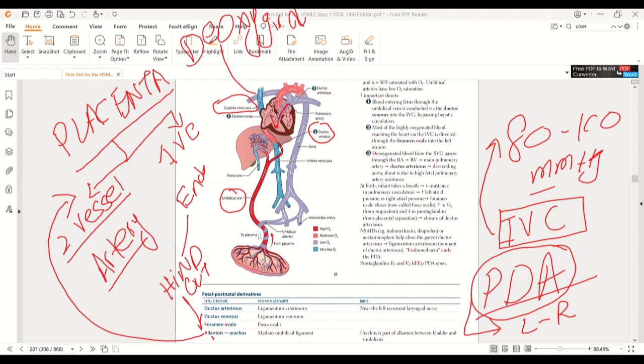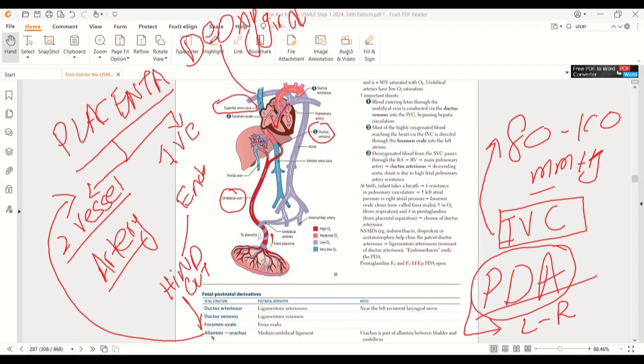But if this PDA is untreated, with the passage of time it converts into a right to left shunt. Through which process? Through Eisenmenger syndrome, right? Okay. Can you repeat that, please? Sorry, there was some noise in the background, so I was asking if you could repeat that.